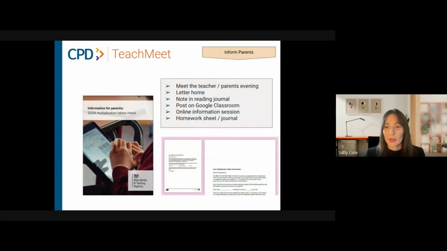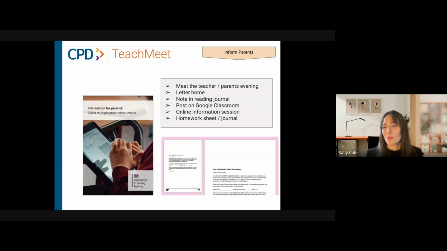Right, so the next thing on my checklist was to inform parents. Now, I used to do this right at the beginning of the year. I've worked at a couple of different schools. At one school, we would do a meet the teacher parents evening style thing, and would do a presentation. It worked really well because we went on a residential in year 4. So all the parents came to listen about the residential, and I brought in the times table checker at that point as well. You could also do that if you're doing a class celebration and you've got parents coming in.